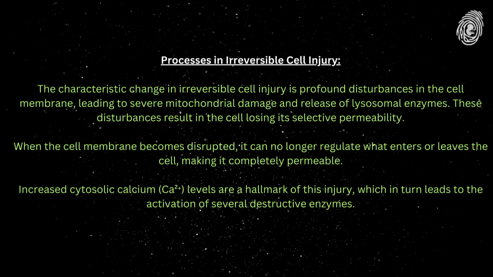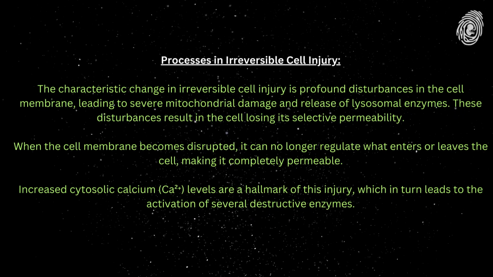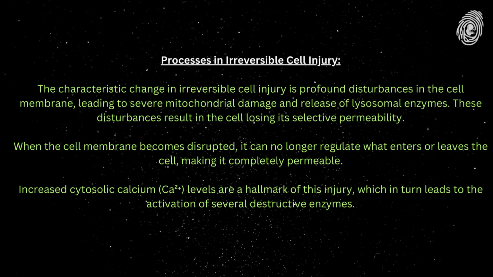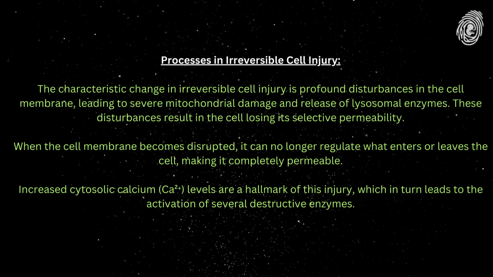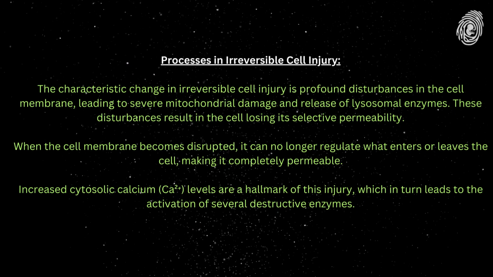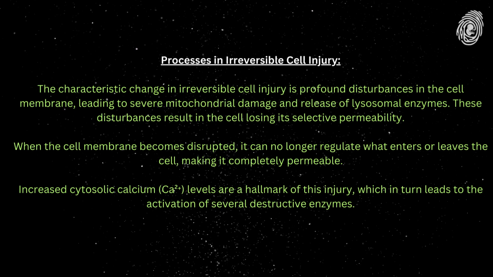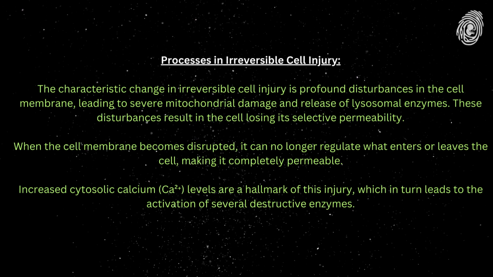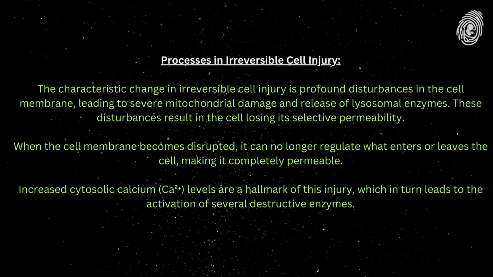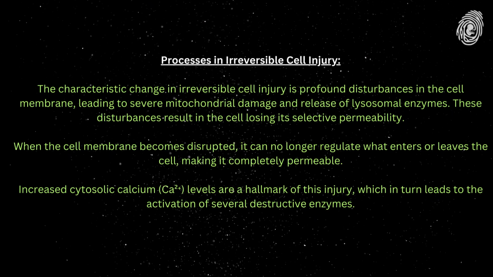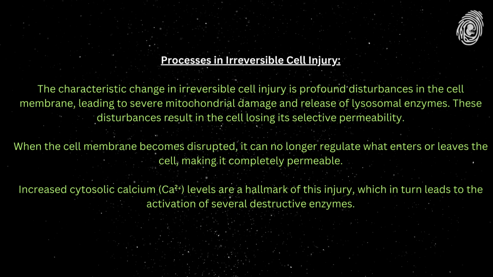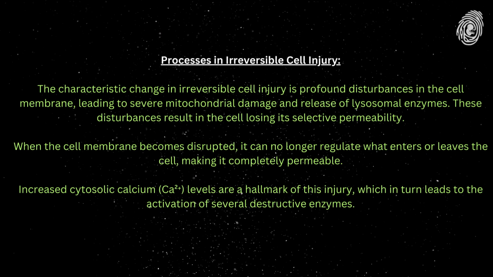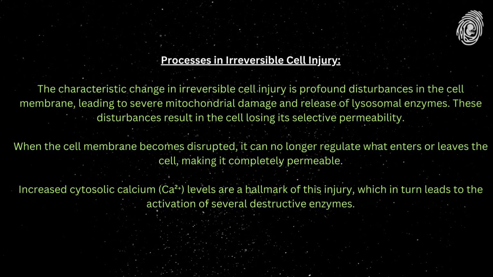Processes in irreversible cell injury. The characteristic change in irreversible cell injury is profound disturbances in the cell membrane, leading to severe mitochondrial damage and release of lysosomal enzymes. These disturbances result in the cell losing its selective permeability. When the cell membrane becomes disrupted, it can no longer regulate what enters or leaves the cell, making it completely permeable. Increased cytosolic calcium, Ca2+, levels are a hallmark of this injury, which in turn leads to the activation of several destructive enzymes.